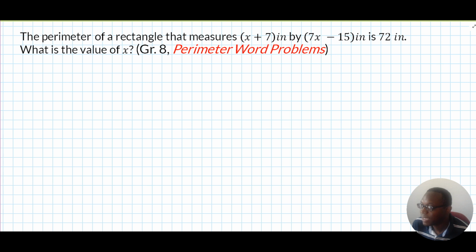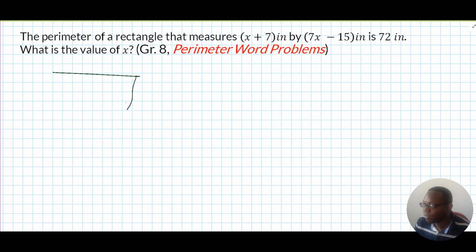The perimeter of a rectangle measures x plus 7 by 7x minus 15, and its perimeter is 72. What is the value of x? So we're trying to find the value of x. Whenever I have word problems, especially in geometry, I like to see if I can draw the shape as much as possible. I'm just going to draw this out so we can see what the rectangle looks like.